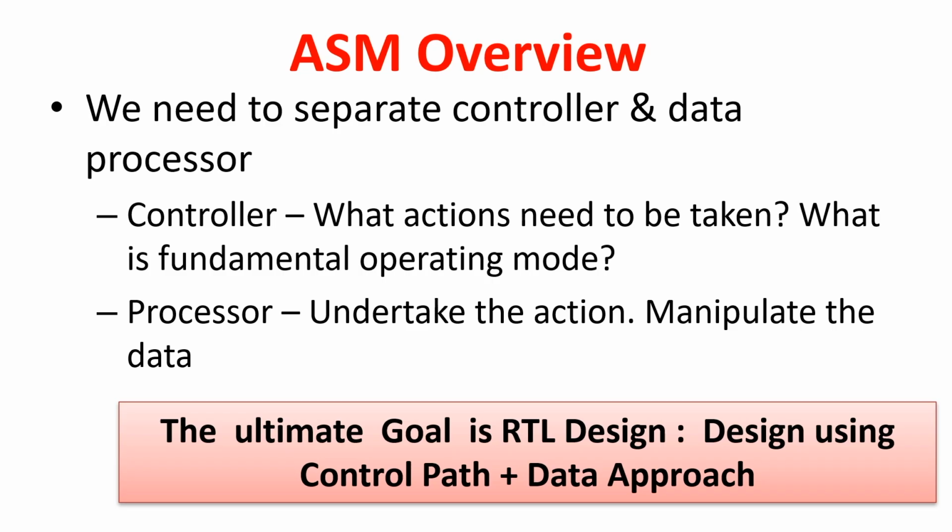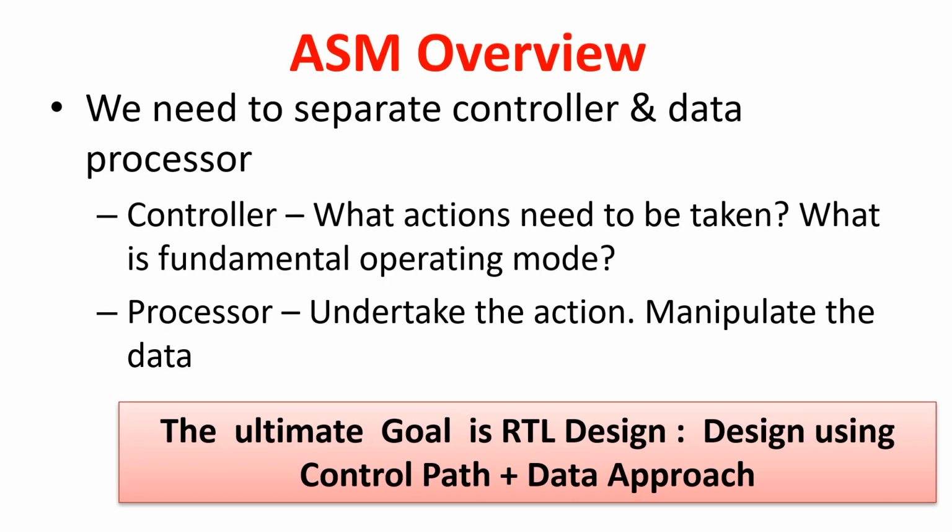The ultimate goal is to design in RTL, using control path plus data path. We are separating both the control path and the data path, and in our design both will be there. Control path means the controller part, and data path means the processor or processing part. Control path and data path together we also call the data processor, which undertakes actions.